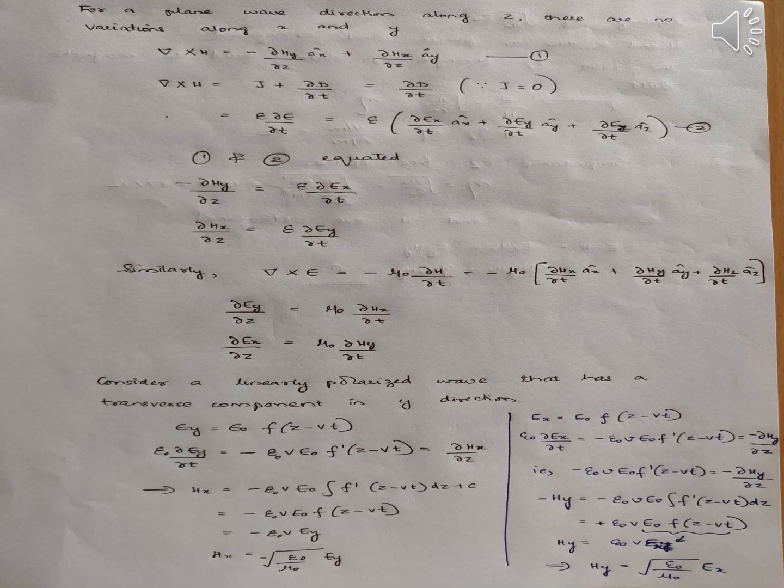For a plane wave which is propagating along the z direction, there are no variations along x and y. Okay, this we had discussed even when I spoke about the plane waves. So del cross H, using the del cross H equation, and considering the fact that there is no variation along x and y, that means we need to consider only the variation of the magnetic field along the z direction. Okay, so using that, you get equation 1.